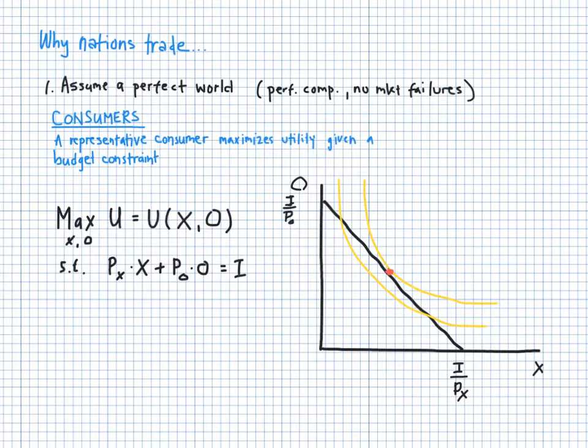If we put those into a graphical display, you can see that the budget constraint is a straight line here. If you spend all your money on the O good, then you're going to buy I divided by PO units of O. And if you spend all your money on the X good, you will buy I divided by PX. And the slope of this budget constraint is going to be the relative price. So PX divided by PO is the slope of the budget constraint.